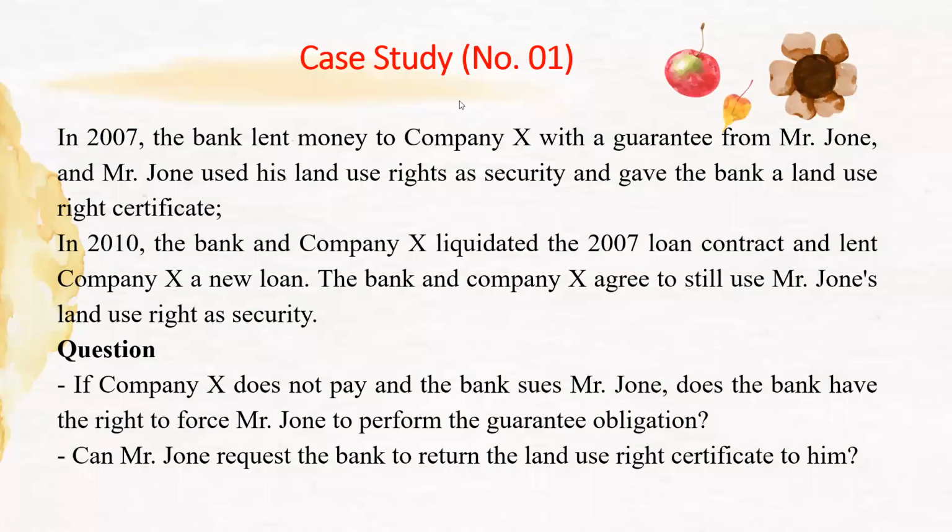Example: in 2007, the bank lent money to company X with a guarantee from Mr. John. Mr. John used his land use right as security and gave the bank a land use right certificate. In 2010, the bank and company X liquidated the loan contract and the bank lent company X a new loan. The bank and company X agreed to still use Mr. John's land use rights as security.